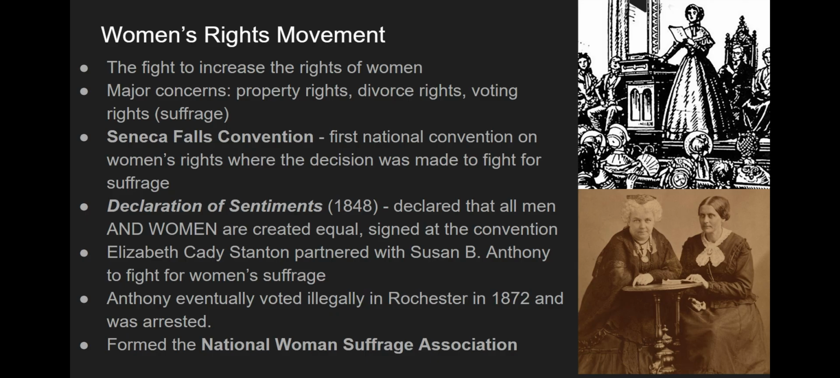This is the antebellum era we're discussing. So this is the period leading up to the Civil War, when women start to organize and fight for rights for the first time as a group.